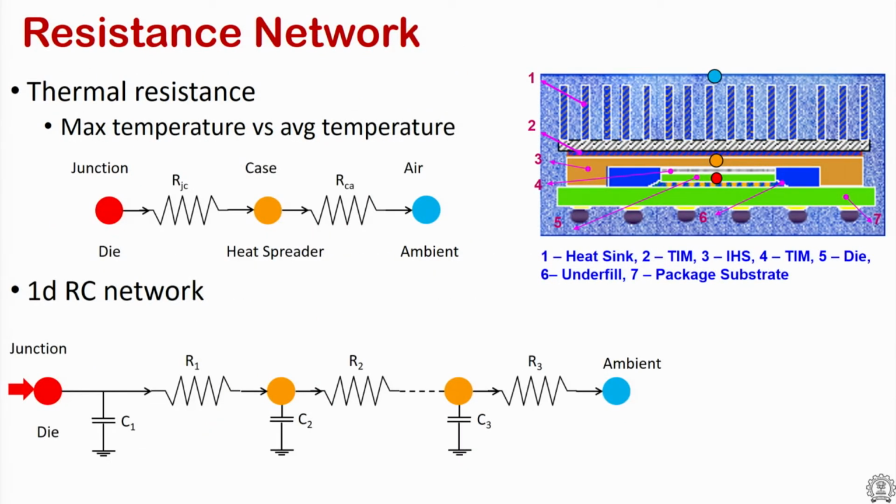So these make up a resistance network. What is shown on the top is, as we discussed, maximum temperature versus average temperature. The top one is the steady state resistance network, but if one is interested in the transient part, then one has to write an RC network, calculating the capacitance of these materials as well and assembling them into a resistance capacitance network. We won't be talking about these RC networks, but we'll just deal with the resistance network briefly.